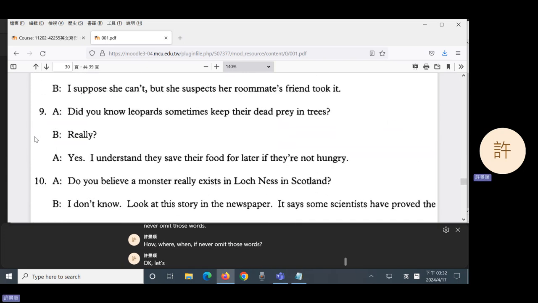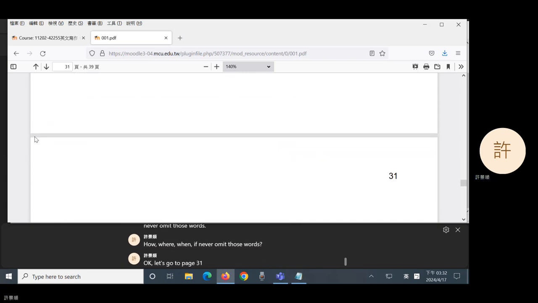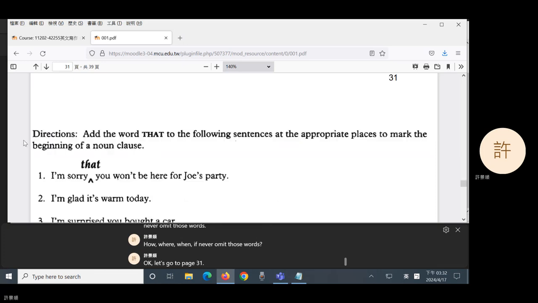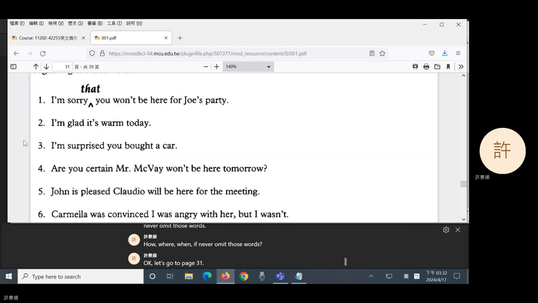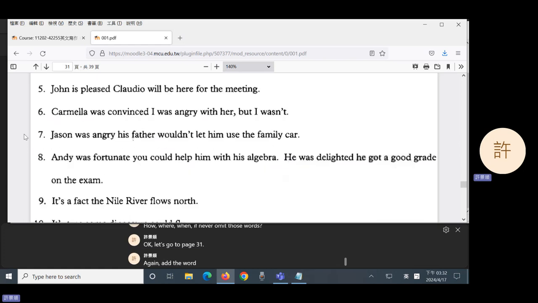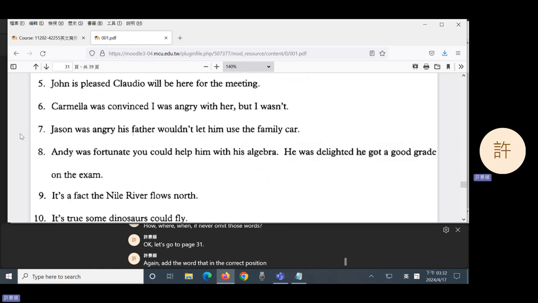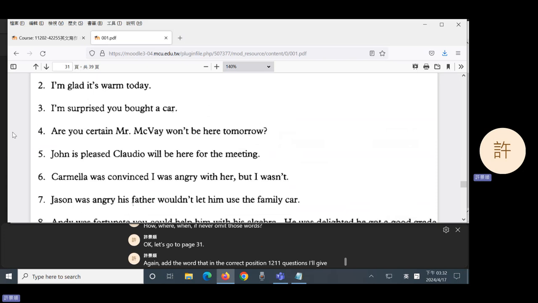Okay, let's go to page 31. Again, add the word that in the correct position. 11 questions, I'll give you another 2 minutes.